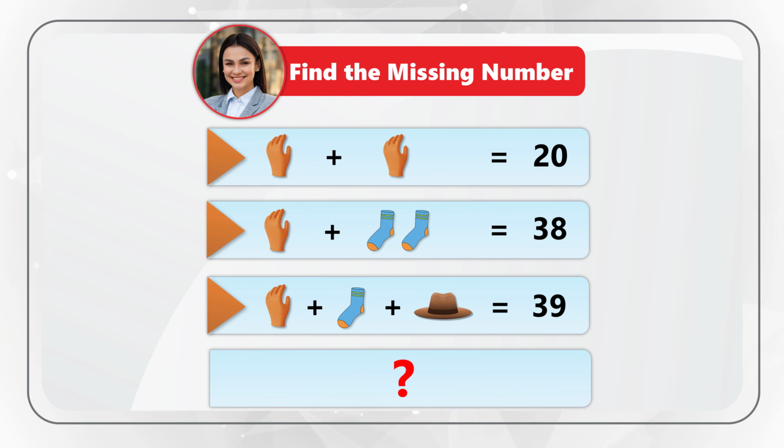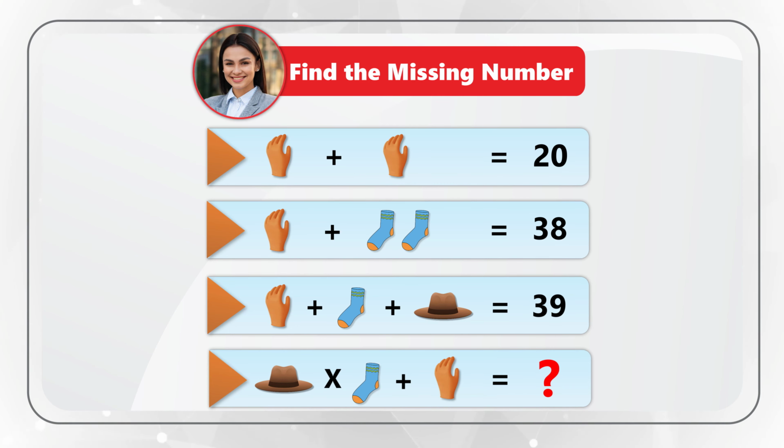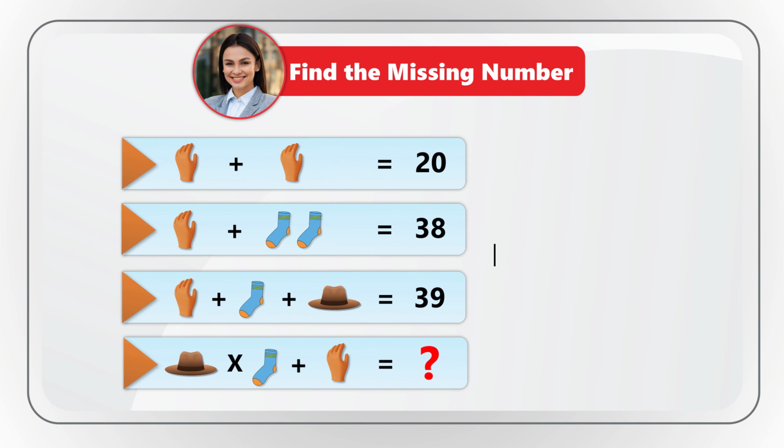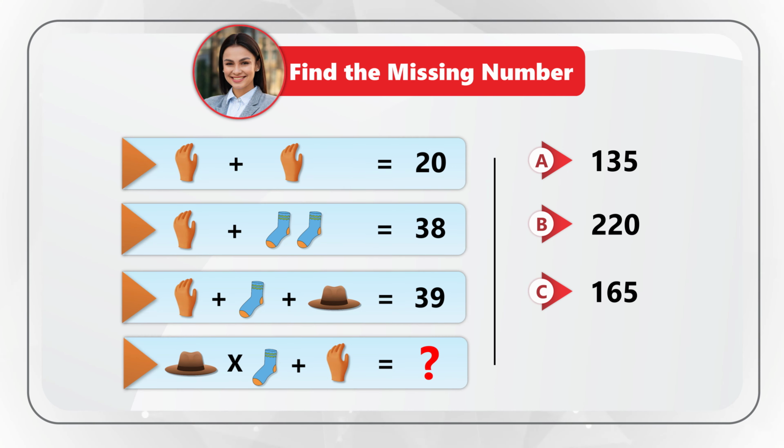And the last expression, where you need to calculate the missing number, is hat multiplied by (sock plus glove) equals the missing number. So what is the missing number? You need to calculate and select out of 4 different choices. Choice A, 135. Choice B, 220. Choice C, 165. And choice D, 360. Do you know the answer?